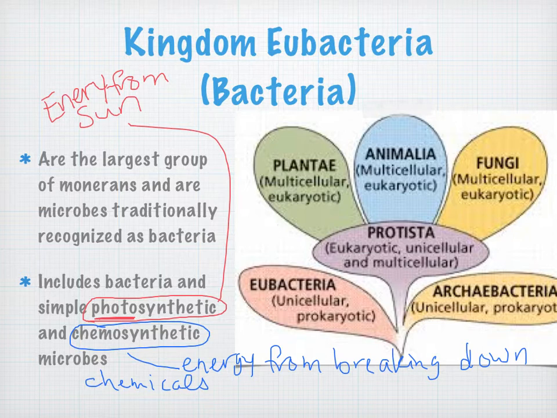Our kingdom of eubacteria or bacteria, these are unicellular and prokaryotic. So similar, but are the largest group of monerans. They are microbes that traditionally are recognized as bacteria. They include bacteria and simple photosynthetic microbes, meaning they get their energy from the sun, photo, and chemosynthetic microbes, the chemo, meaning energy from breaking down chemicals.